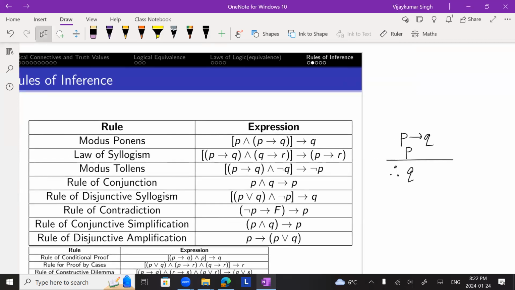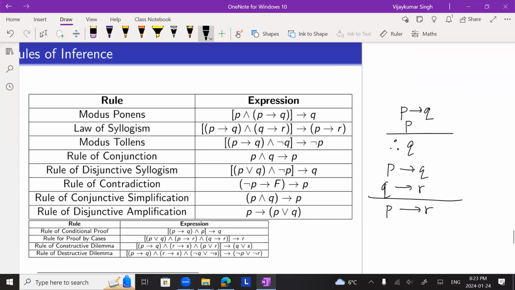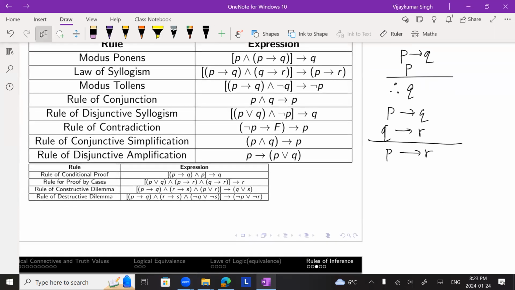All right? Then there is the law of syllogism, which is basically P implies Q, and you have Q implies R. Then simply it is what? P implies R. So this is called the law of syllogism. Another one is the rule of modus tollens. Modus tollens simply is P implies Q and negative Q. This means what? Not P. Okay. So these are the laws.